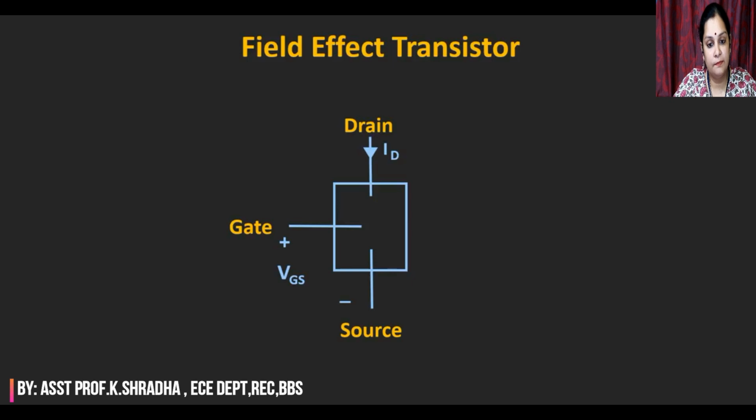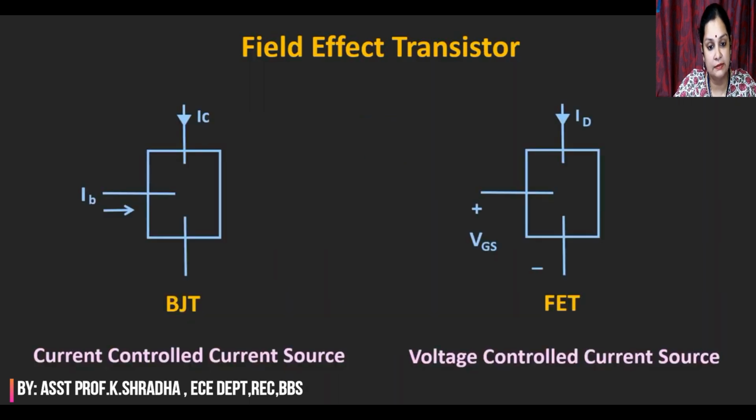So basically, in this field effect transistor, by controlling the electric field, we can control the flow of current. And that is why it is known as field effect transistor. So this field effect transistor is a voltage control device. It means that the input voltage between the gate and the source terminal controls the output current.